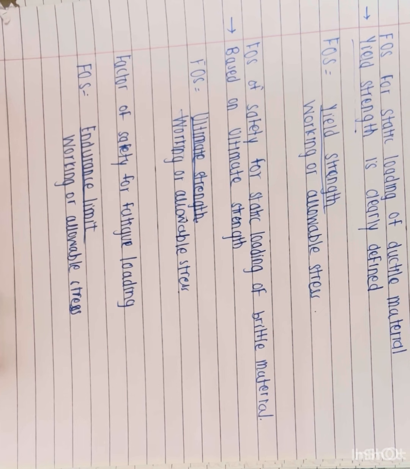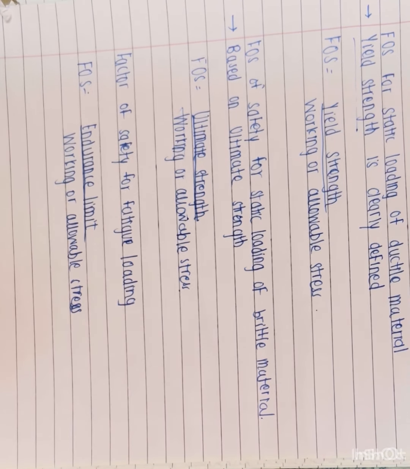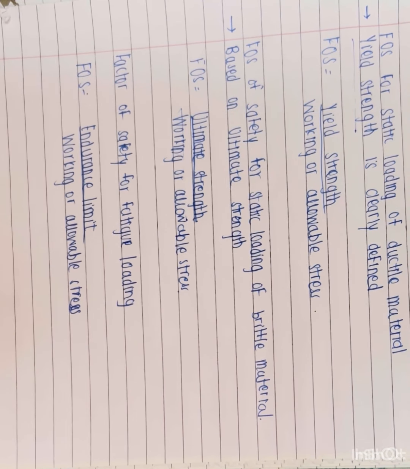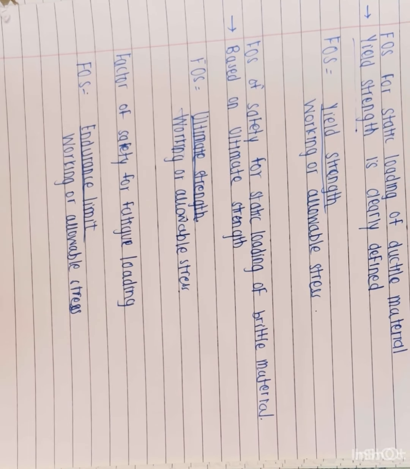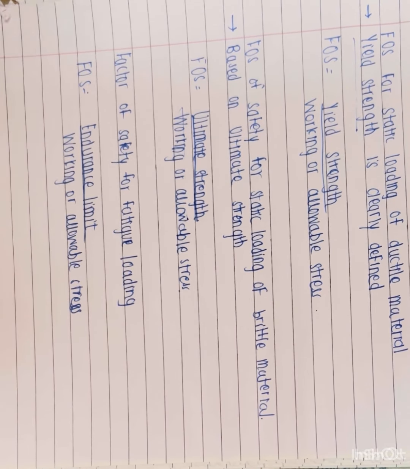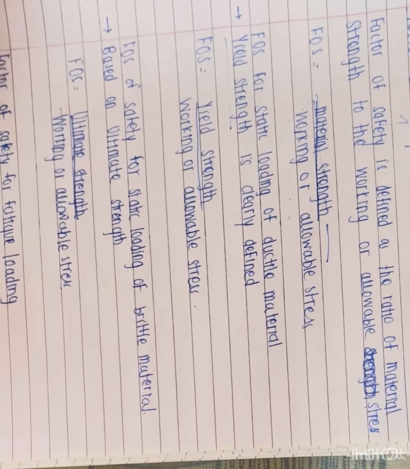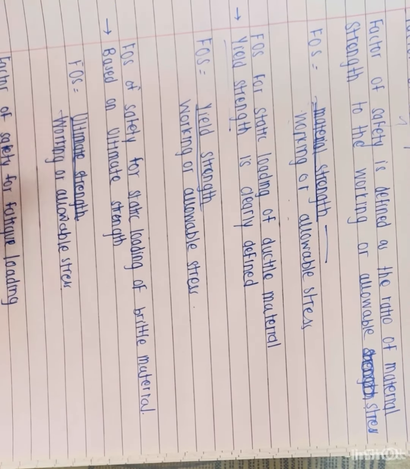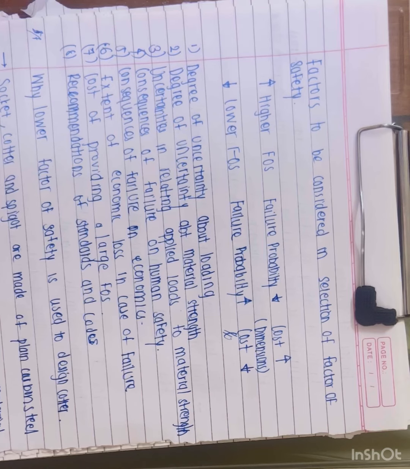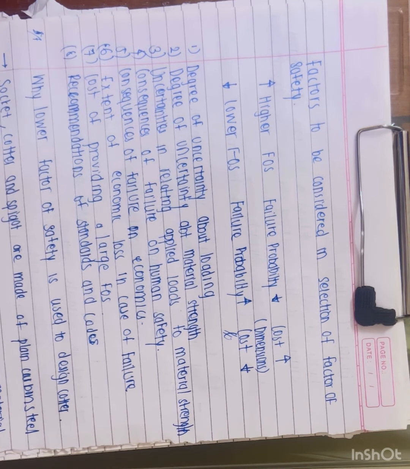Now, what exactly is factor of safety? Factor of safety is to ensure the safety of a system against certain uncertainties, because while designing any mechanical system, there are always some uncertainties. So to avoid them, we have defined something called factor of safety.